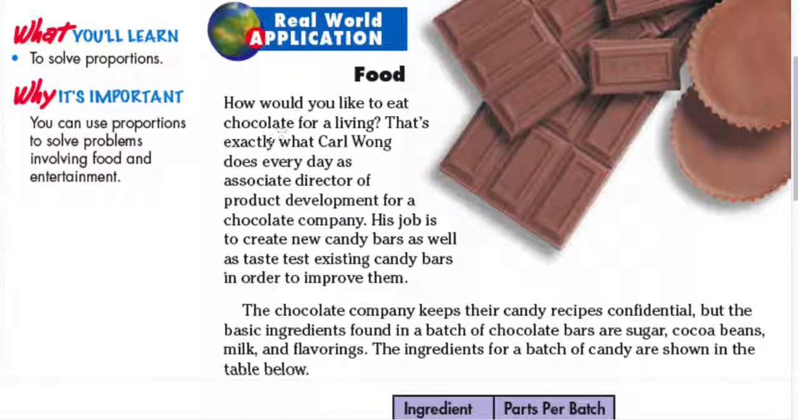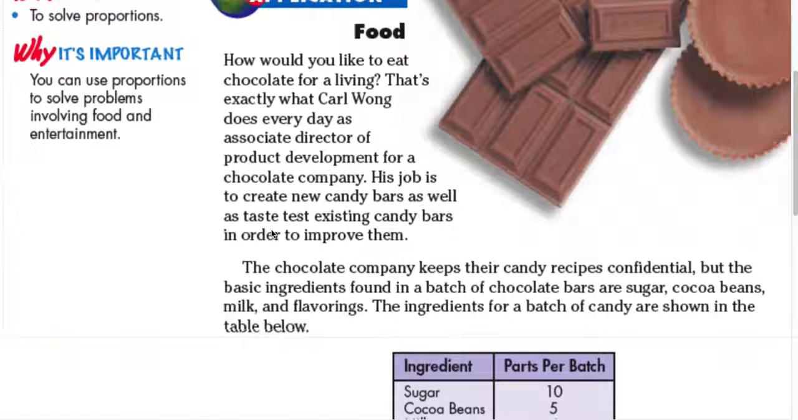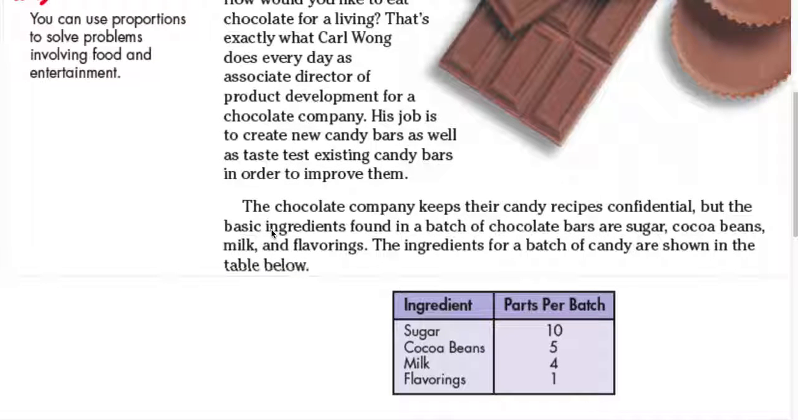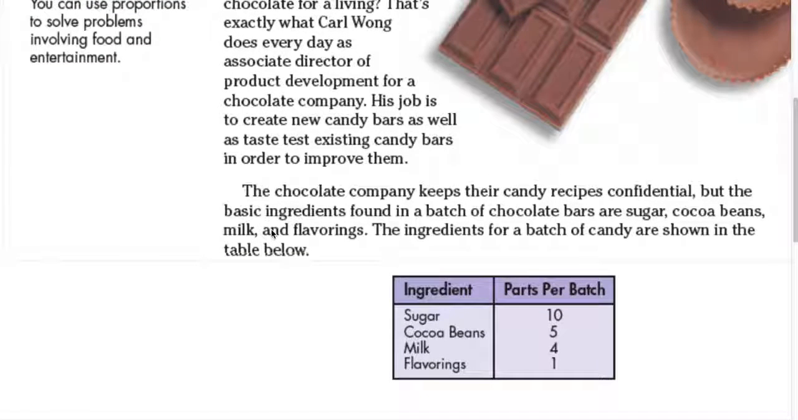How would you like to eat chocolate for a living? That's exactly what Carl Wong does every day as associate director of product development for a chocolate company. His job is to create new candy bars as well as taste test existing candy bars in order to improve them.